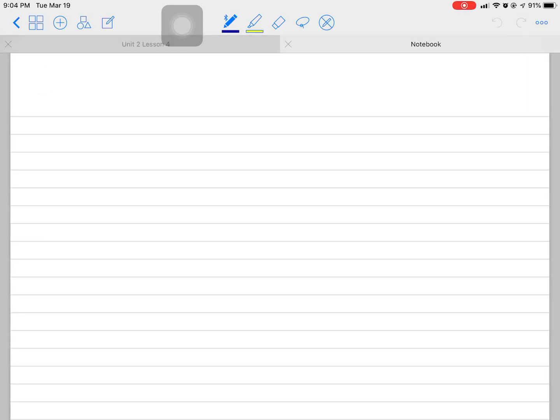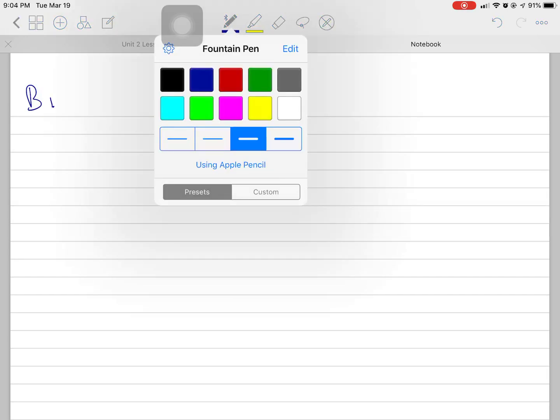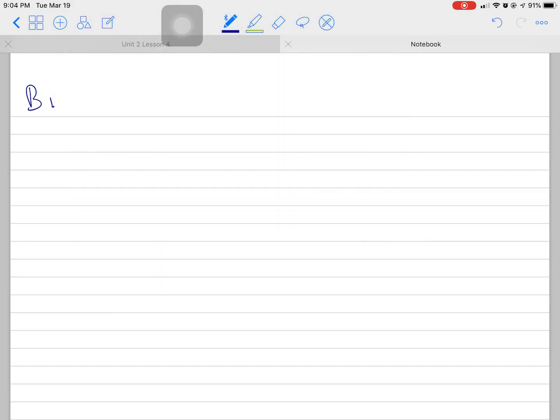And the first one was... I'll try to be a little neater. I think it would work if I wrote a little larger. Okay, so B1 was (-1, -5), m equals 2.